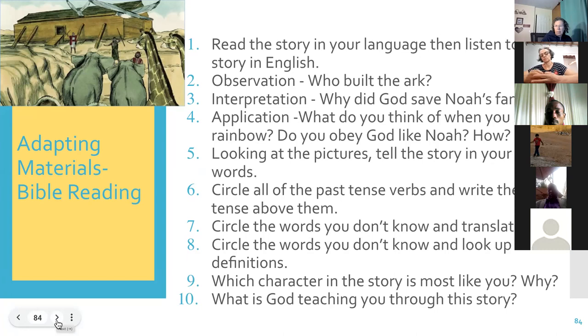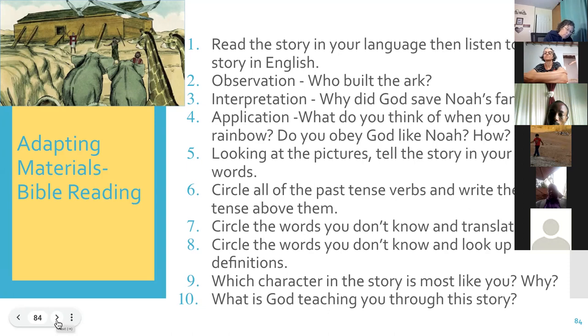After the Bible story, we always have 3 types of questions. And so the most simple questions are observation questions. So if we're learning about the flood, we could ask, who built the ark? Or how many days did it rain? So those are questions that are very simple to go back to the story and find the answers. They're just basic comprehension questions to see if they're understanding the story.